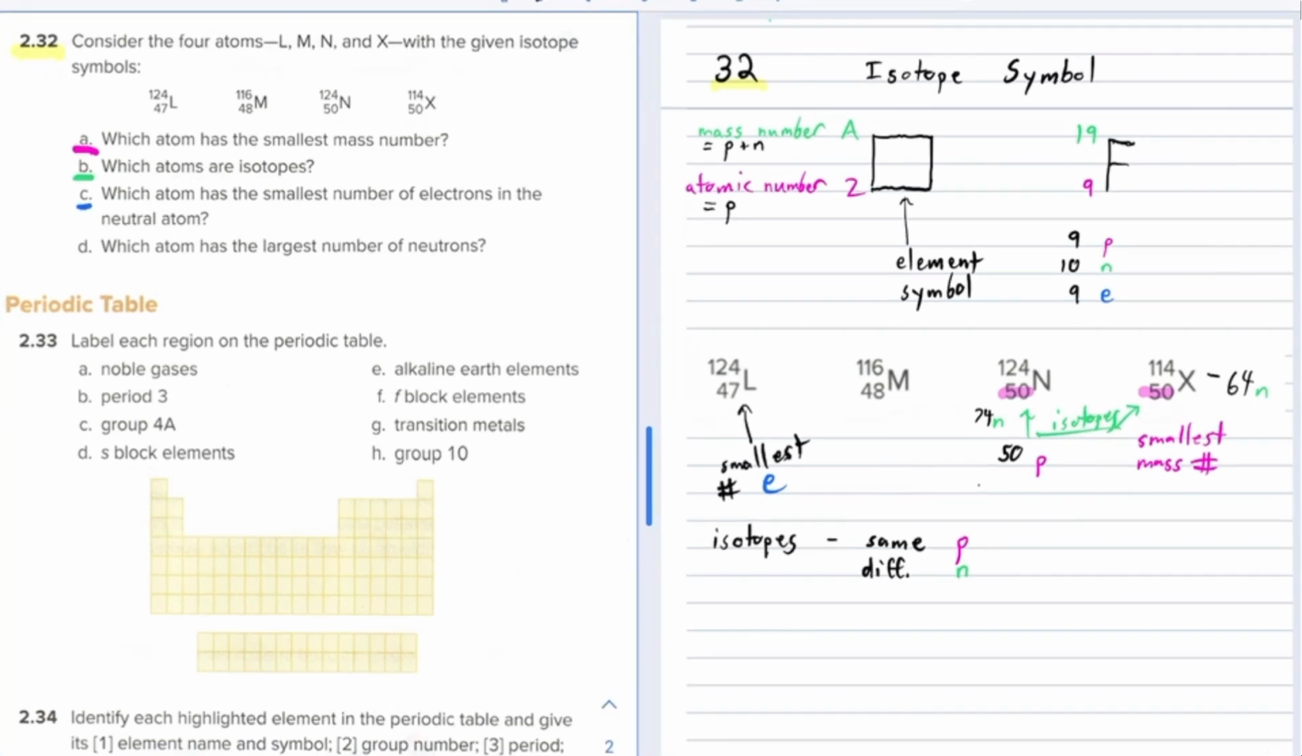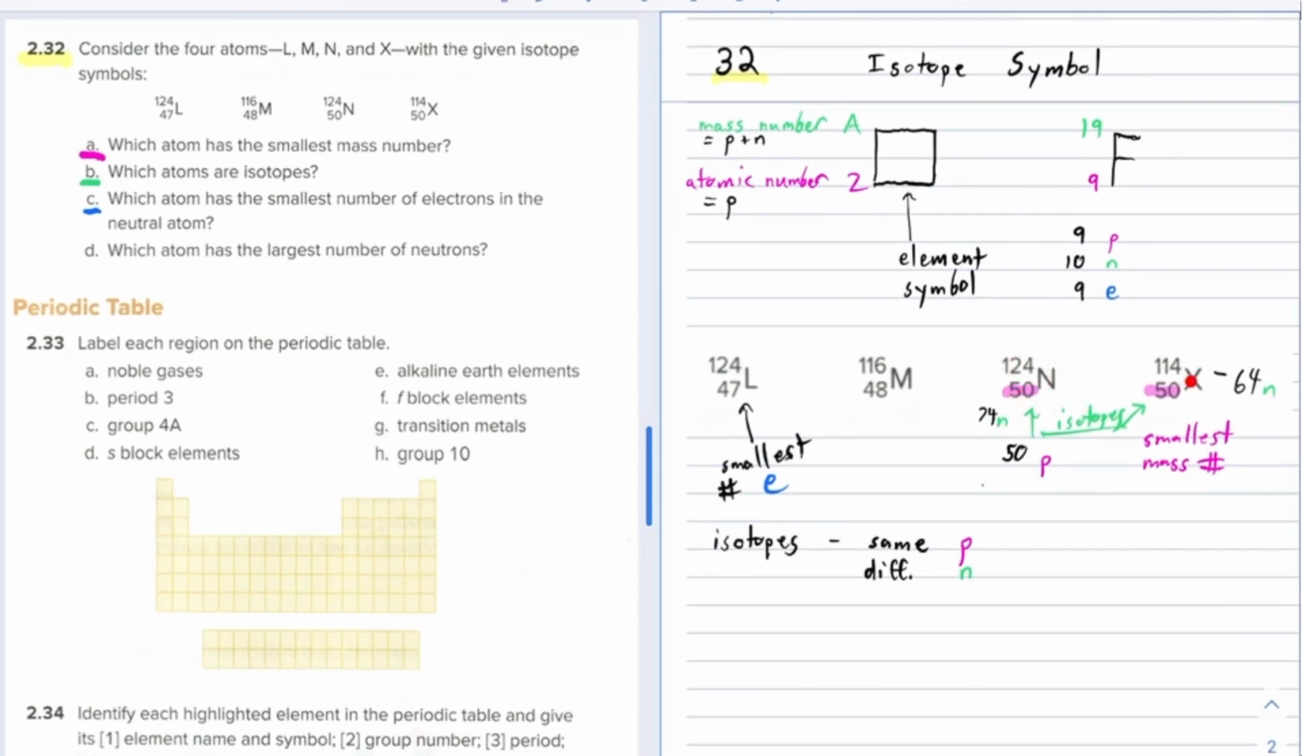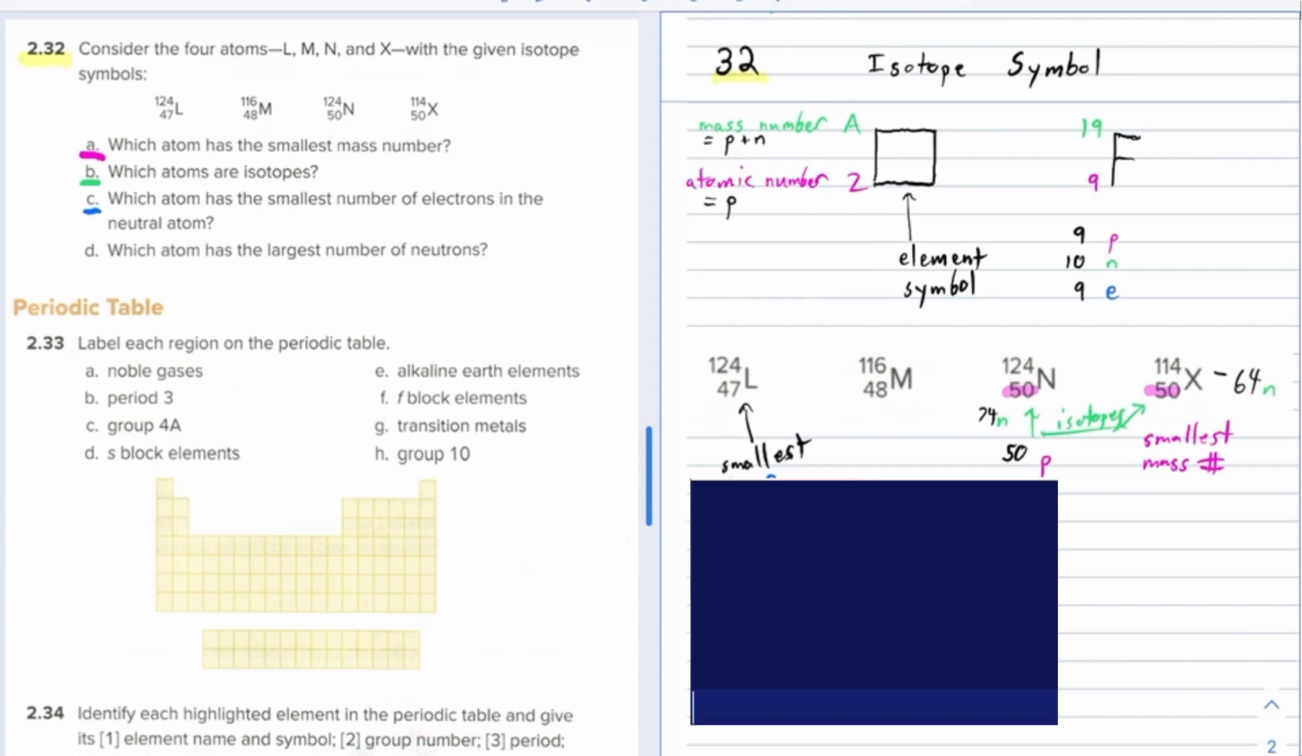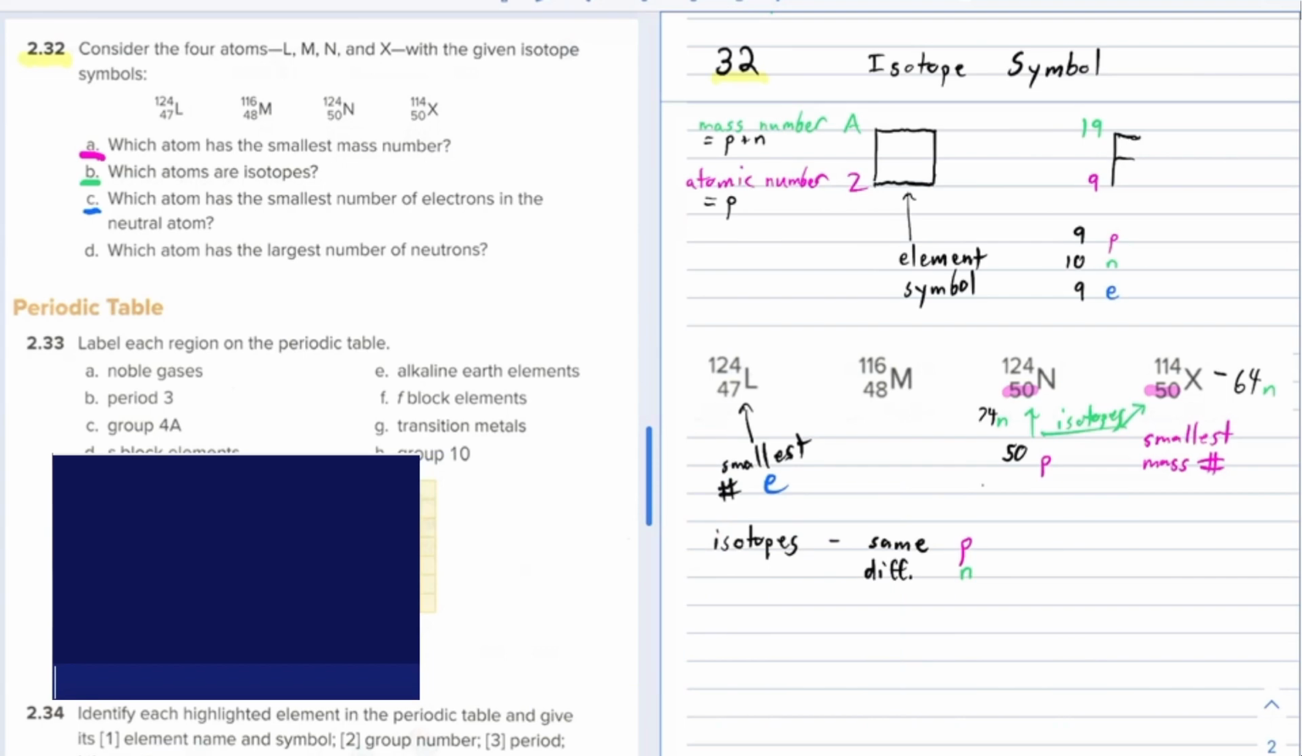And finally, D, which atom has the largest number of neutrons? Now we've already figured out how many neutrons are in these: 74 neutrons, 64 neutrons right there. How about here? 116 minus 48. Remember, you take this mass number, so protons plus neutrons, and you subtract protons to get neutrons. So 116 minus 48 is 68. So here, this is going to be 68 neutrons. And what about the first one? 124 minus 47. That's 77 neutrons over there.